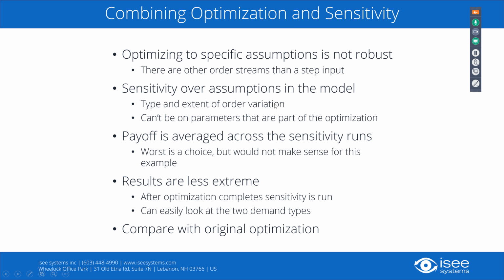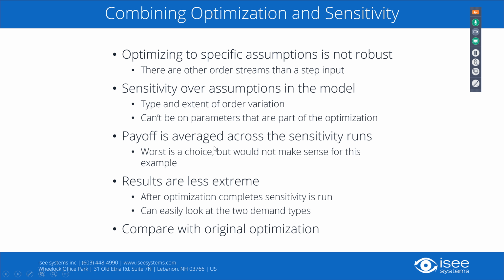When we do sensitivity in this way, the payoff, instead of being the result of a single run, is averaged across the various sensitivity runs. It's also a choice to pick the worst payoff, to try and find an optimum that makes the worst thing as good as possible. It doesn't really make sense for this example because these demand streams will change the net amount of the average number of orders, which in turn would change the payoff.